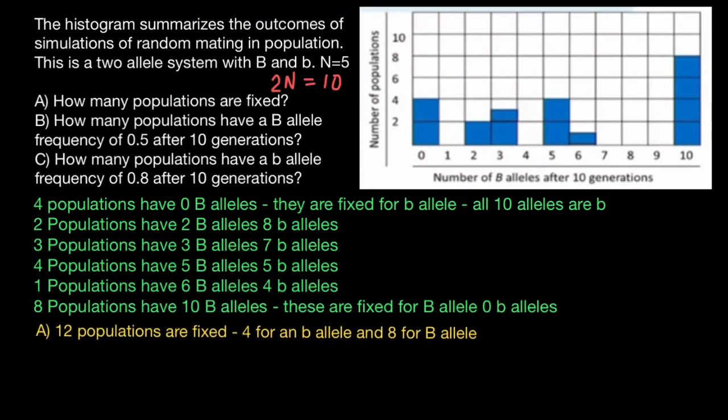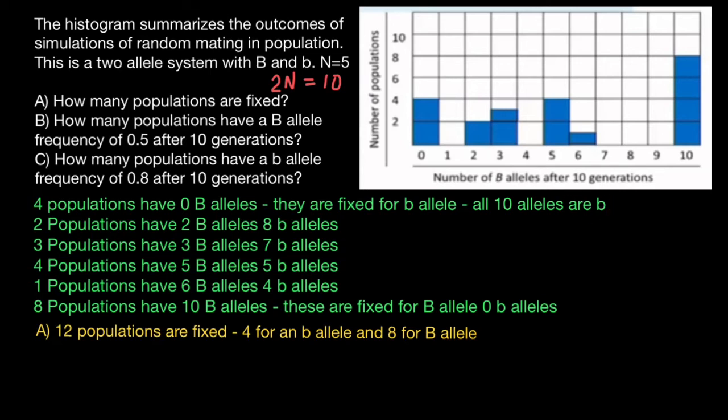Take a look. For example, 4 populations have 0 dominant B alleles. They are fixed for the recessive allele b, and all 10 alleles are going to be recessive allele b. And this column stands for it. 4 populations have 0 dominant B alleles. All alleles are going to be recessive allele b. We have 4 such populations. When all alleles are going to be the same, we say that such a population is fixed for recessive allele b.